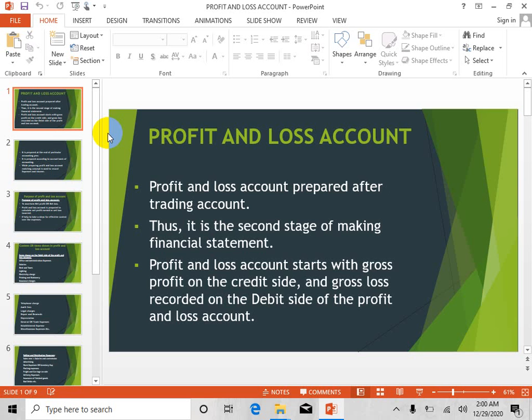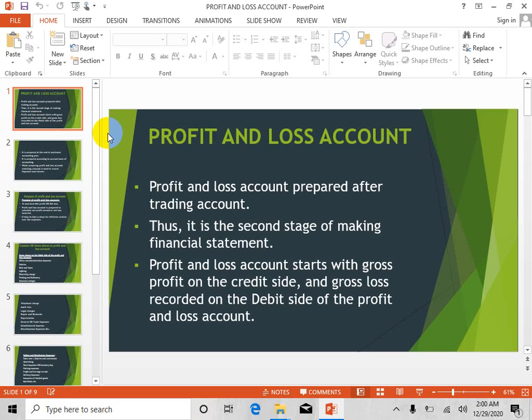Now the third point: the profit and loss account starts with the gross profit. We find gross profit or gross loss in the trading account, right? And that gross profit we transfer to the profit and loss account. The profit and loss account starts with the gross profit on the credit side, and gross loss is recorded on the debit side of the profit and loss account.